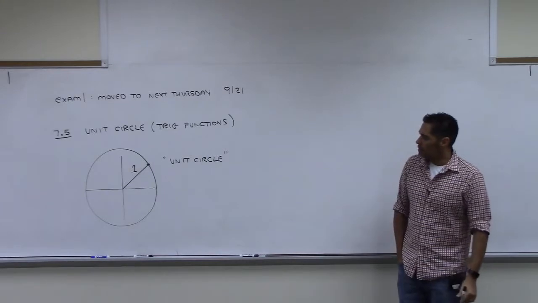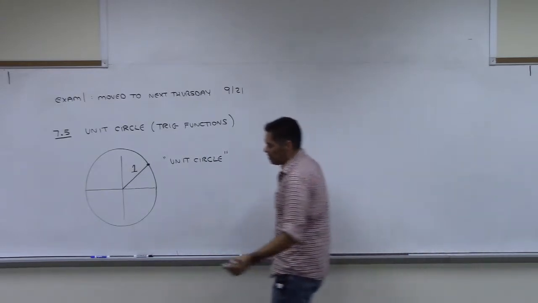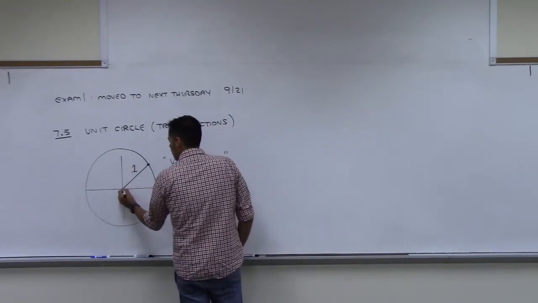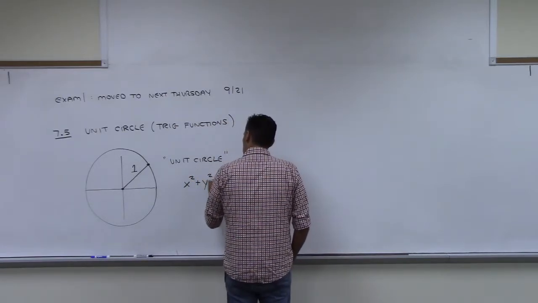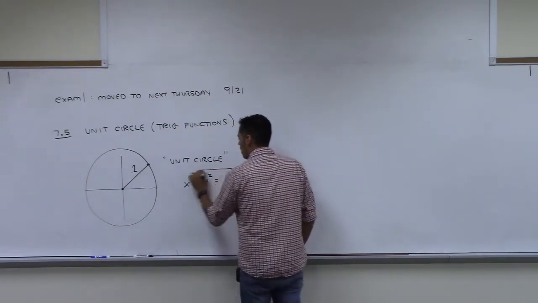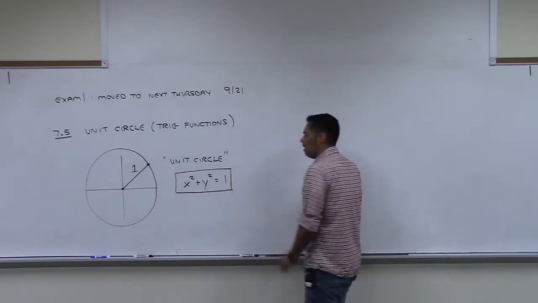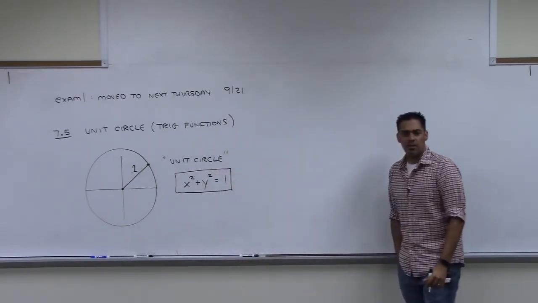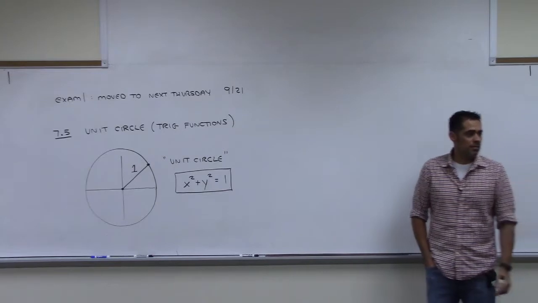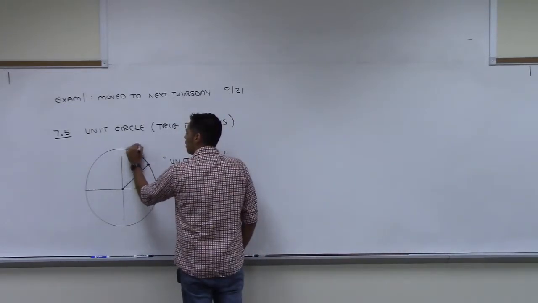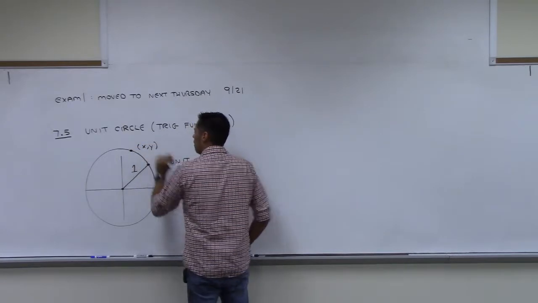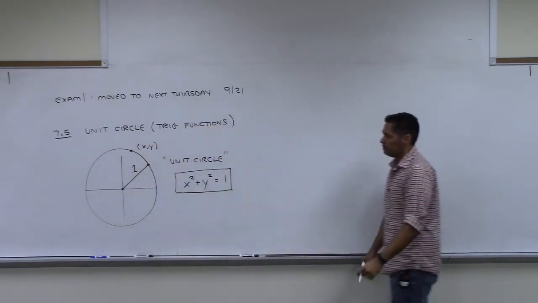The unit circle. It is centered, like I said, at the origin. So the equation of this circle is x squared plus y squared equals 1. That is the equation for that circle. All points that lie on that circle must satisfy that equation. So if you pick some random point here, its x and y coordinate must satisfy that equation.